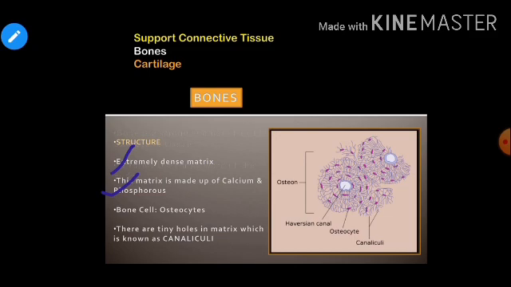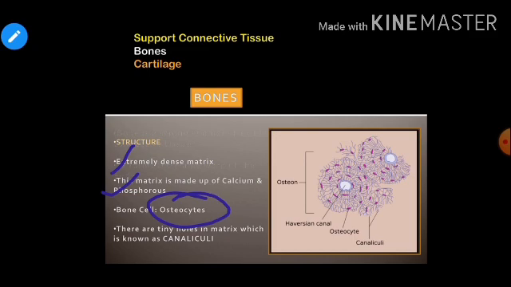Now what are the cells embedded in the matrix? Right, now here we are going to talk about the cells of bones. So the bone cells which are embedded in the matrix are known as osteocytes. Osteocytes cells जो bones के extracellular matrix में embedded form में होते हैं. So this is the name given to the bone cell actually. So overall structure of bone: the cells, osteocytes, embedded in the extracellular matrix, and the matrix is very dense and made up of calcium and phosphorus.